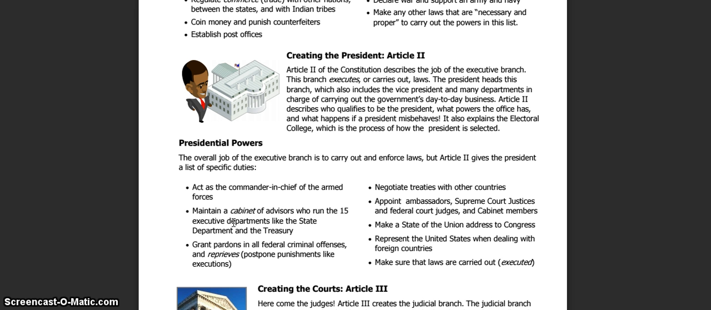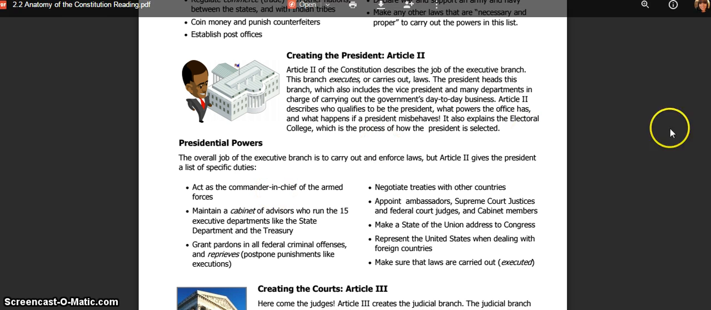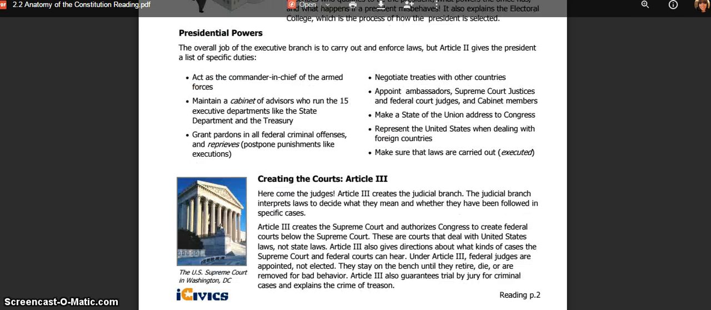like an execution, to negotiate treaties with other countries, to appoint ambassadors, Supreme Court justices, and federal court justices or cabinet members, to make a State of the Union address to Congress, to represent the United States when dealing with foreign countries, and to make sure that laws are carried out or executed.